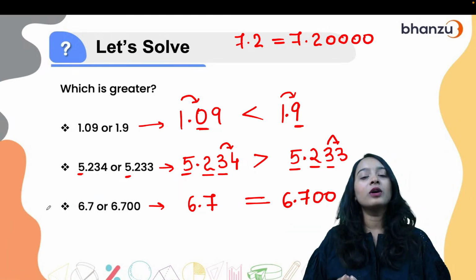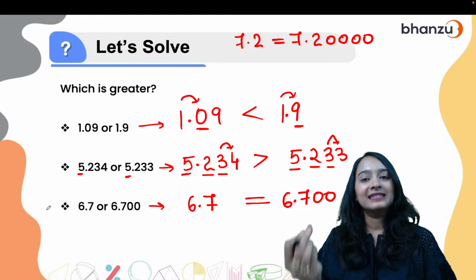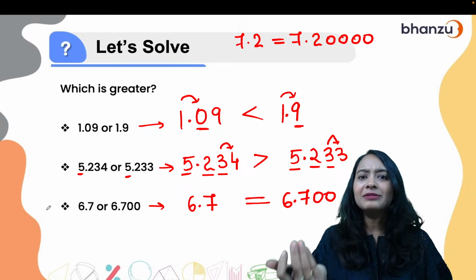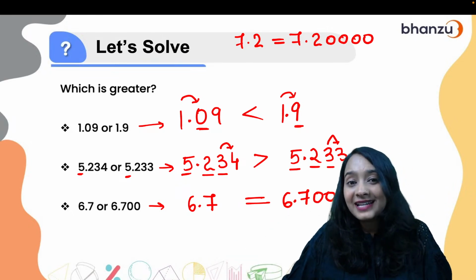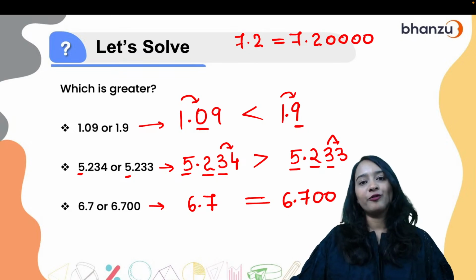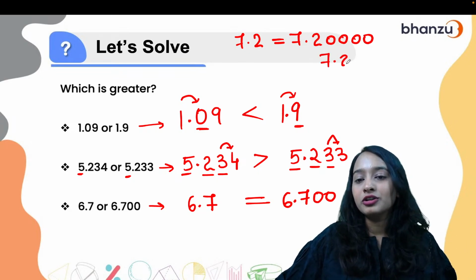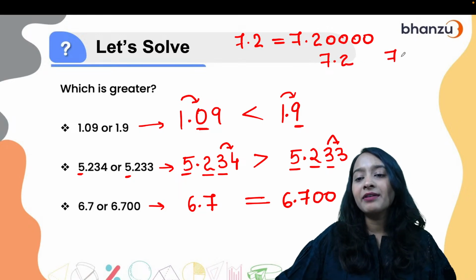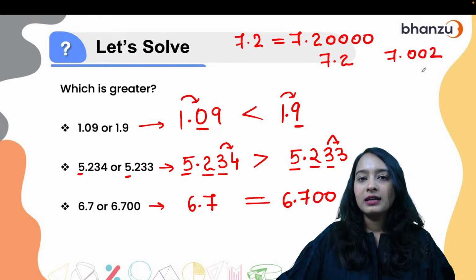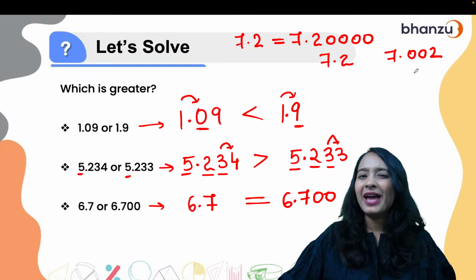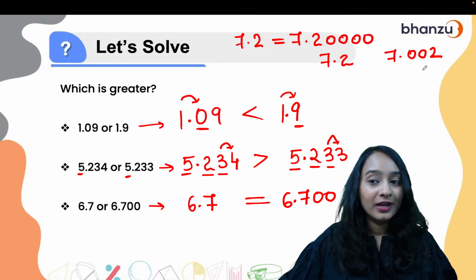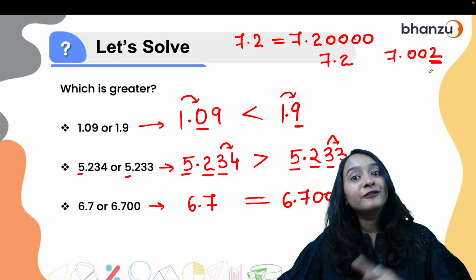6.7 is equal to 6.700, because the zeros after the decimal point are of no use. But suppose you have 7.2 and here you have 7.002. Does that mean the zeros do not have any value here? They do, because you still have this 2 after those zeros.